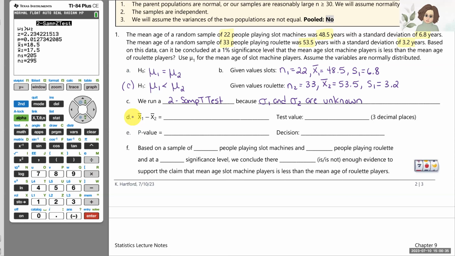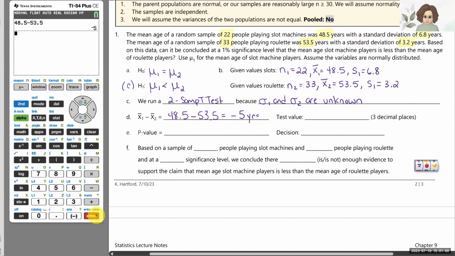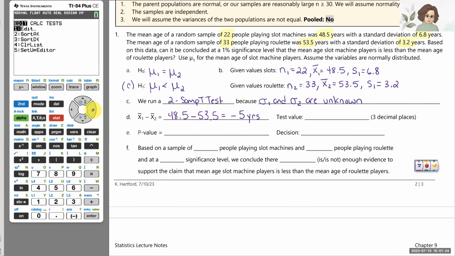So let's see what happens here. 48.5, the mean age of slot machine players, minus the mean age for the sample of roulette players, 53.5. So it's coming out negative here. I'm going to write the units: negative 5 years, because this mean for slot machine players is 5 years lower than the sample mean for the roulette players. That's how we're getting a negative value: the first number is smaller than the second. And that is an important concept coming up later. But otherwise, we can jump to our calculator and get the test value that corresponds to that.